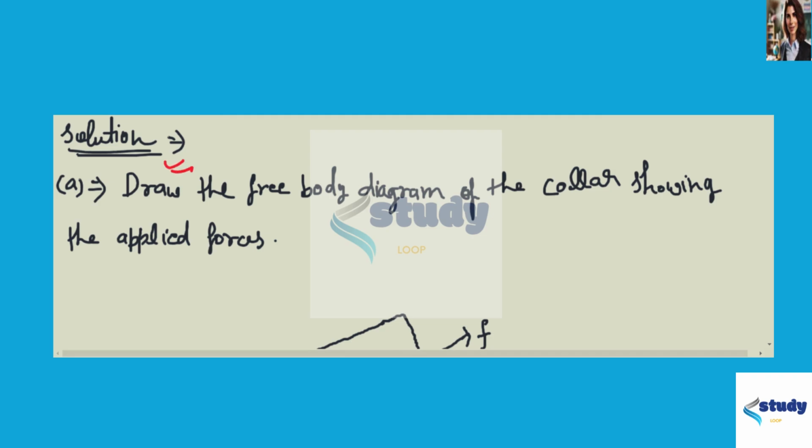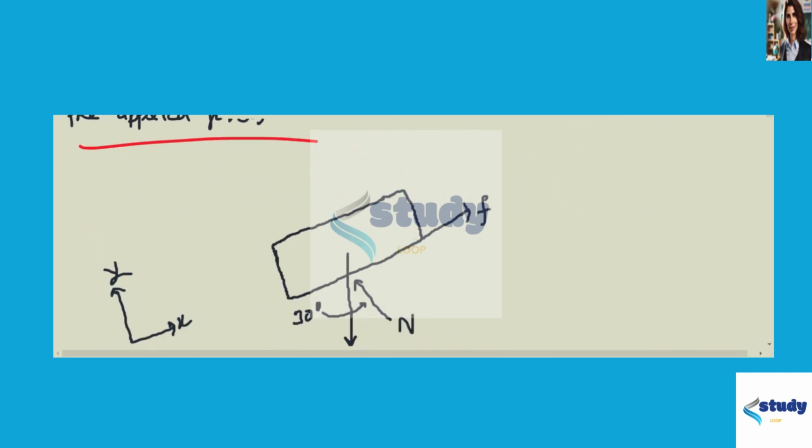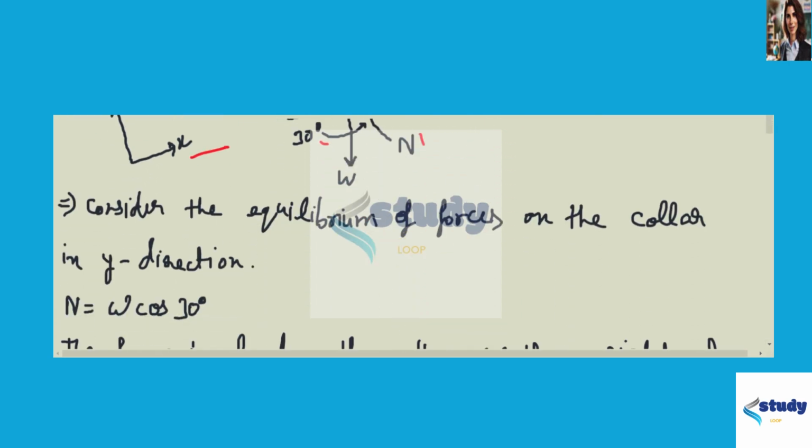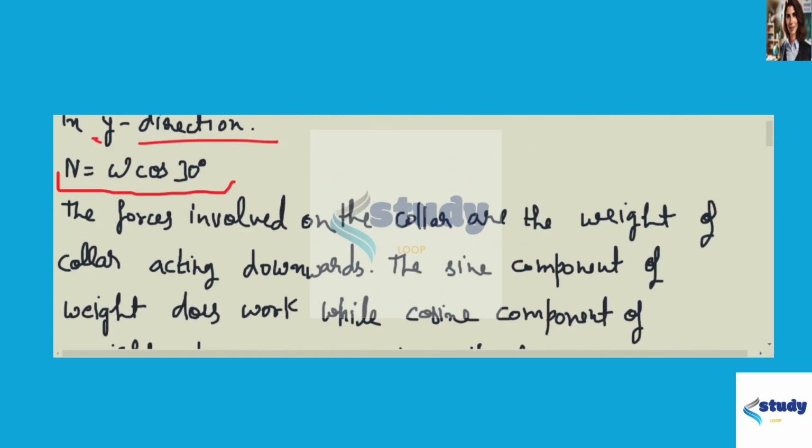Here is the solution. For part A, draw the free body diagram of the collar showing applied forces. This is the free body diagram. This is the force F and the angle 30 degree, with x axis and y direction. Now consider the equilibrium of forces on the collar in the y direction, that N equals W cos 30 degree.